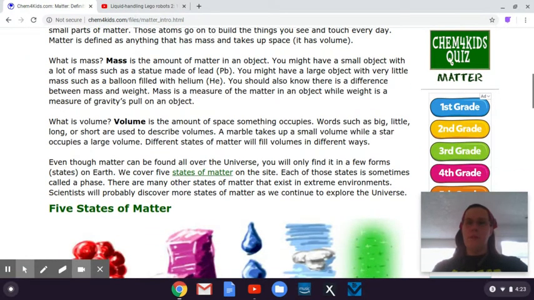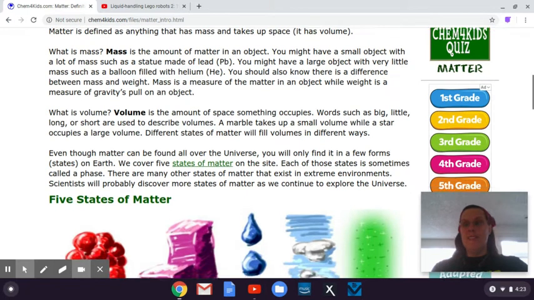What is volume? Volume is the amount of space something occupies. Words such as big, little, long, or short are used to describe volumes. A marble takes up a volume while a star occupies a large volume. So a marble is a little, small volume, while a star is ginormous, so it takes a lot of volume. Different states of matter will fill volumes in different ways, and that's what we're going to look at this week, at least a little bit.